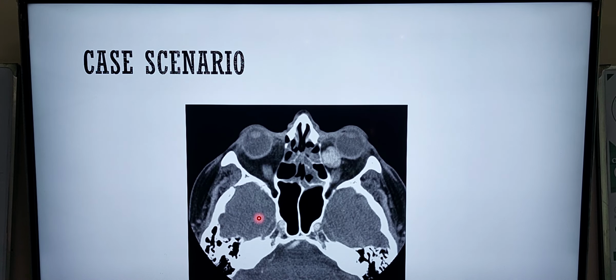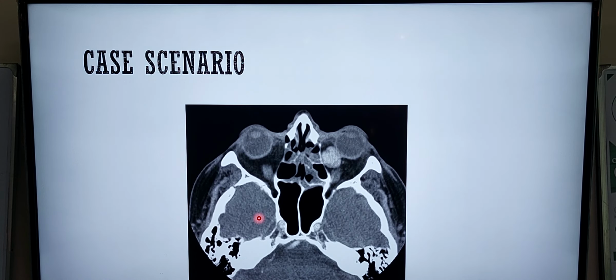This is medial and slightly posterior to the eyeball. So what else would you require to localize this lesion? Other views also of the CT scan. Okay.